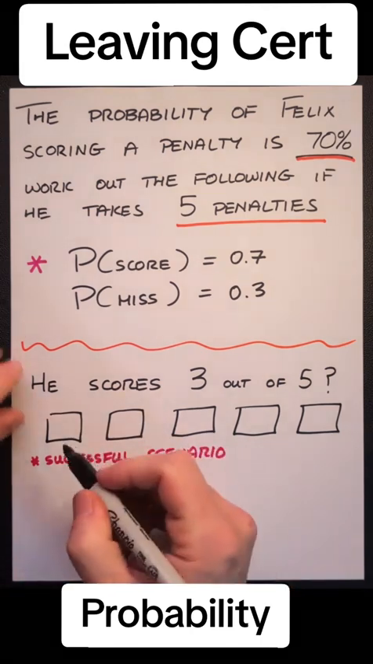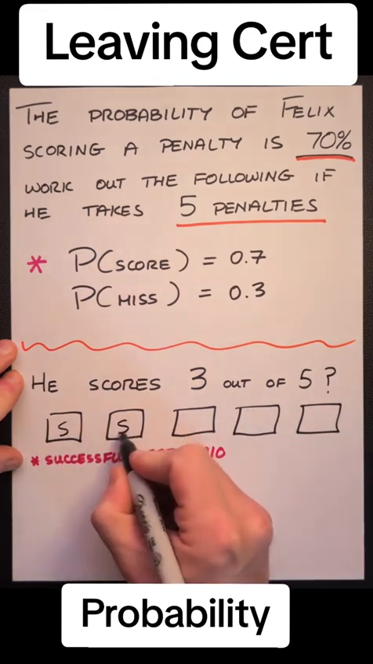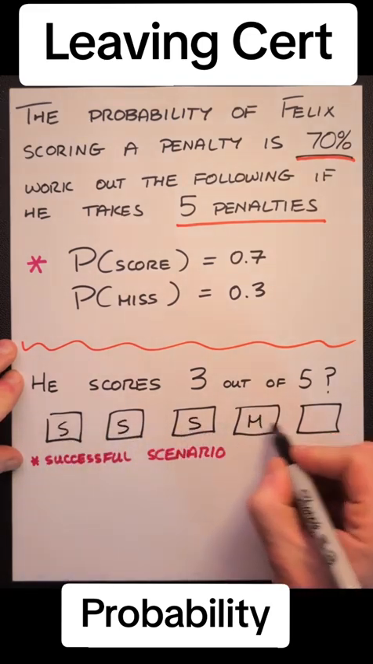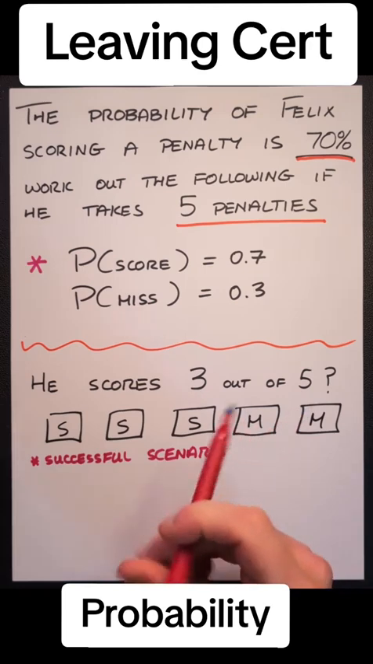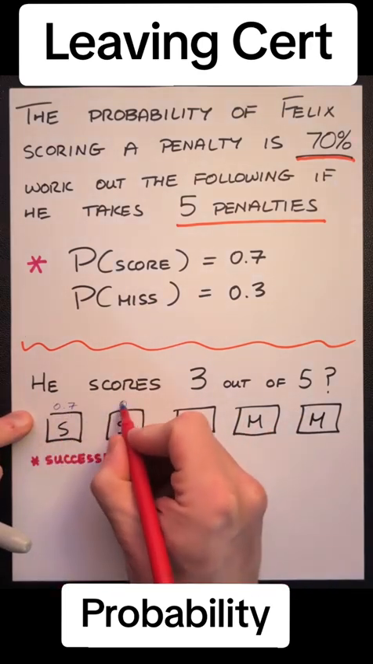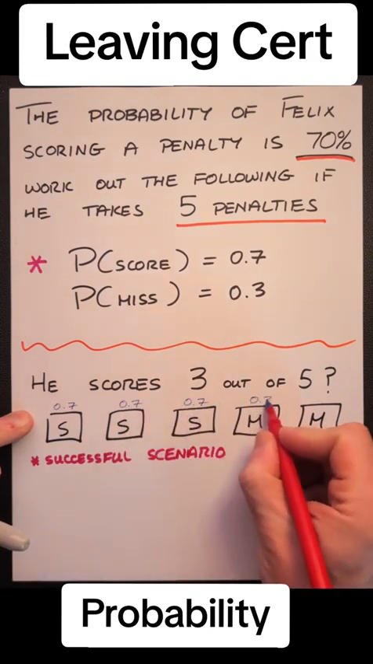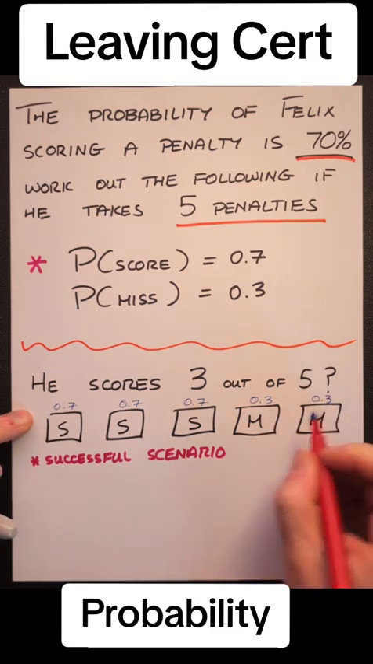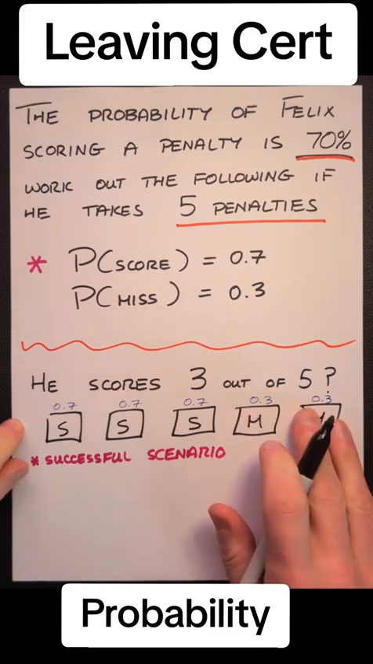So for us, I might go like this. I might say, well, let's just go simple enough that he scores the first 3. So he goes score, score, score, and then he has two misses, yeah? So let's write in the probabilities for each of these. So for each of the scores, it's a 0.7 of probability. And then for each of the misses, it's 0.3. So what we actually have is we have 3 0.7s and 2 0.3s.